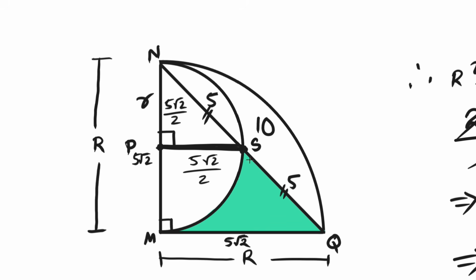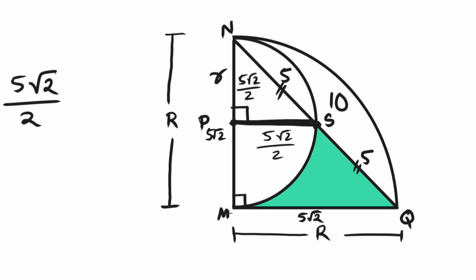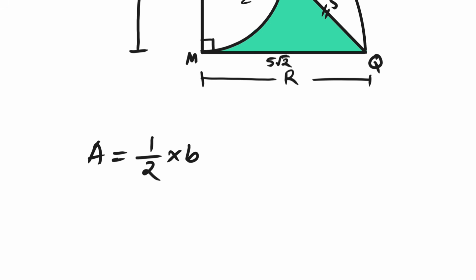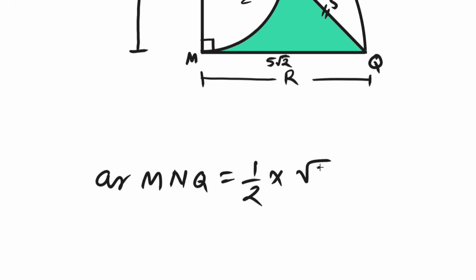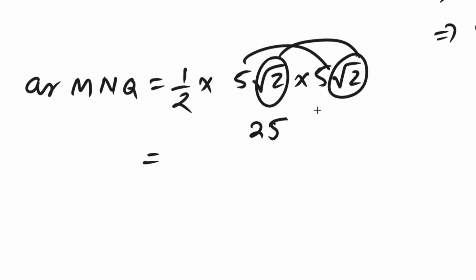Let's start with triangle MNQ. The area formula for any triangle is 1/2 multiplied by the base multiplied by the height. Here, we can use MN as the base and MQ as the height. Both are 5 square root of 2. So the area is 1/2 multiplied by 5 square root of 2 multiplied by 5 square root of 2. Now, pay attention to the multiplication. 5 multiplied by 5 gives 25, and square root of 2 multiplied by square root of 2 gives 2.